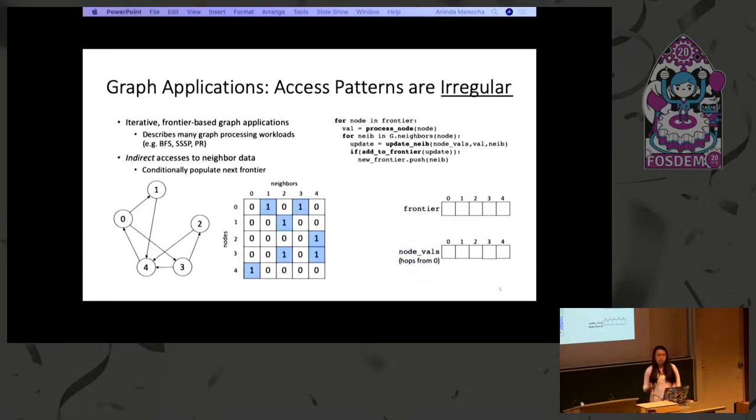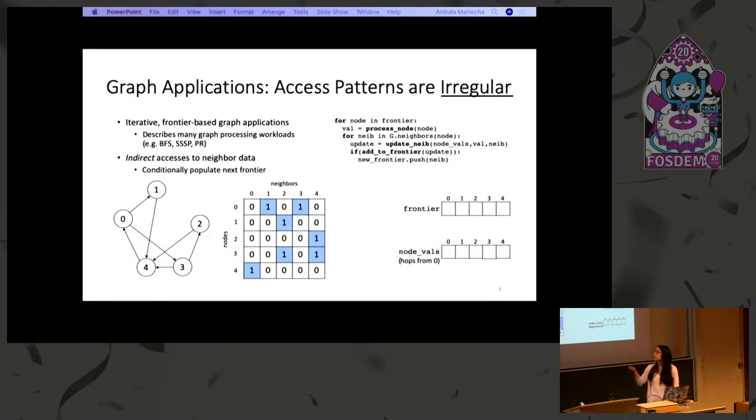In order to design efficient graph processing techniques, we need to understand their bottlenecks. And because many graph applications are memory bound, we look at their data access patterns. As you saw in the last presentation, we were introduced to the idea of a frontier. So we look at many graph applications that are iterative and frontier based. And this includes the widespread breadth first search, single source shortest paths, and PageRank algorithms.